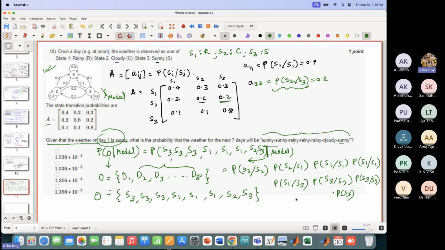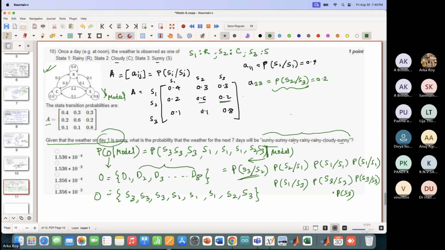Professor PKV had given an example like rainy and dry, and based on that he had taken an example like this. In the same way, I have rewritten the equation over here. We have all these values, and we can derive all of them from this particular matrix.